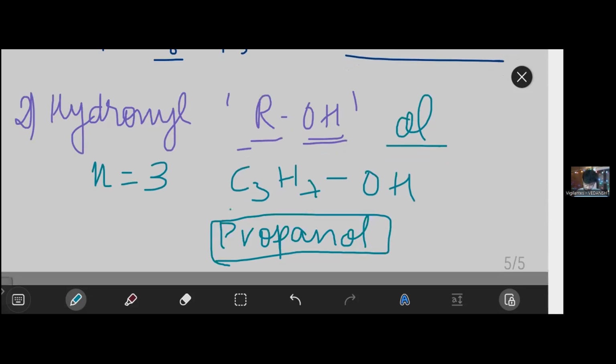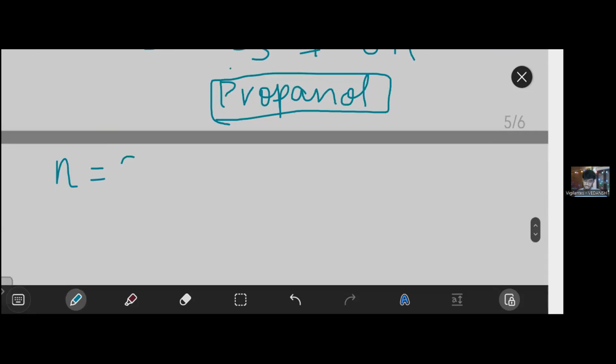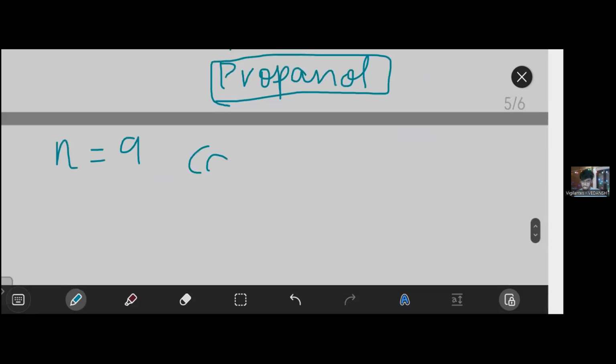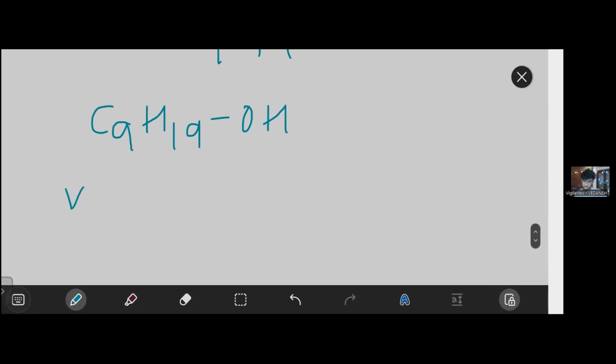Now, let us make another one. Let us take the value of N as 9. Okay, so I got C9, H(18 plus 1) 19. C9H19, so I got C9H19OH. So its name would be nonanol.